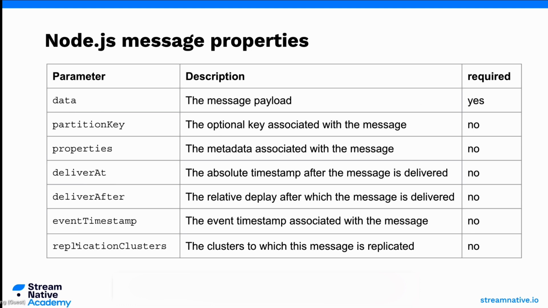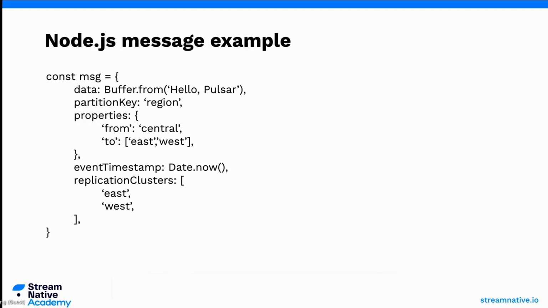And the other optional property is called replication cluster. So basically, you can embed this as metadata to tell the broker, okay, this message needs to replicate to a different cluster. So if you have geo replication set up on the broker, this will be picked up and delivered to a different cluster. Okay, so let's see what the example looks like.